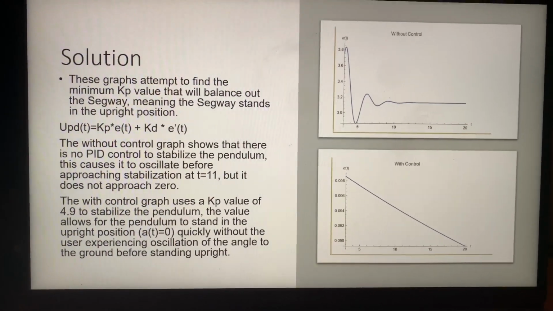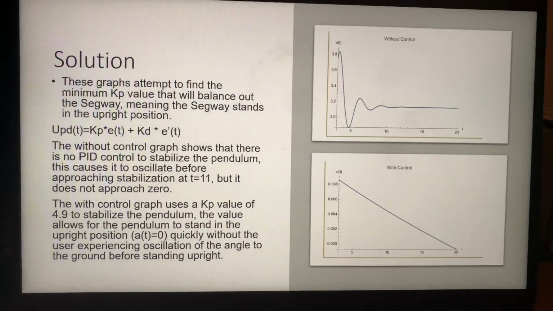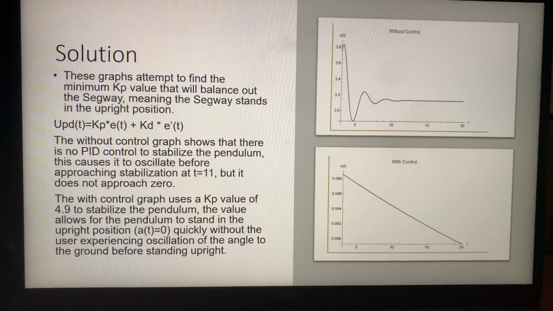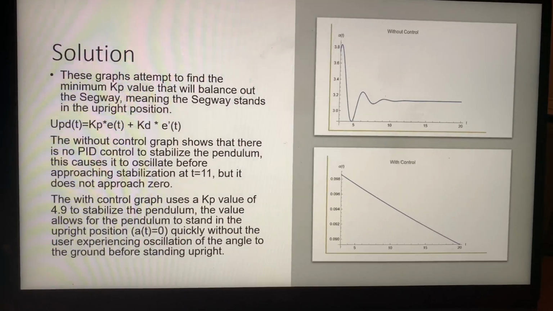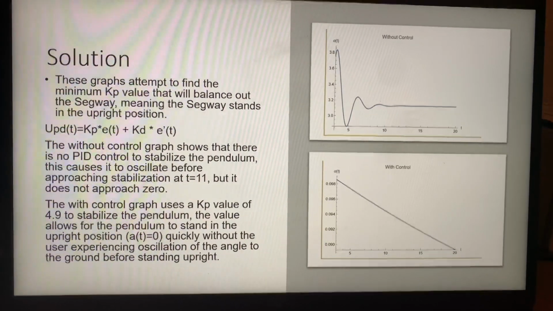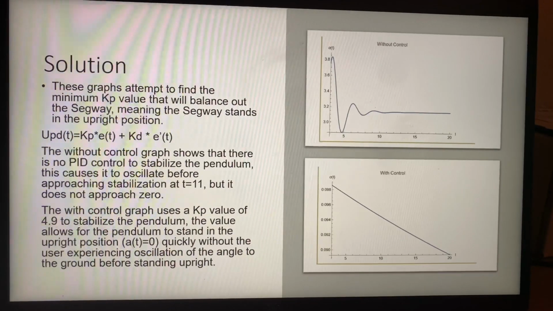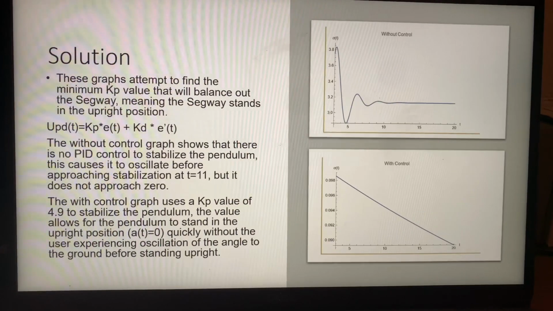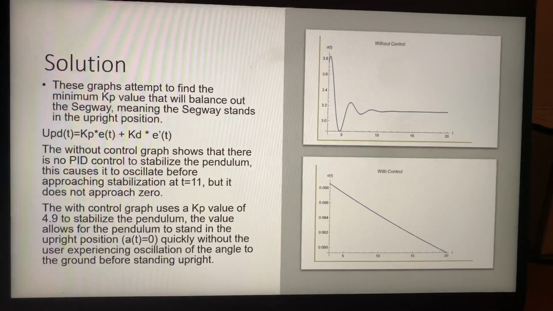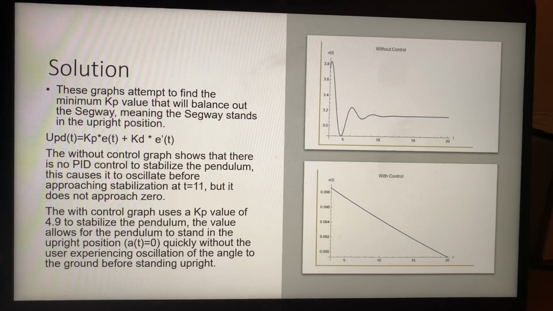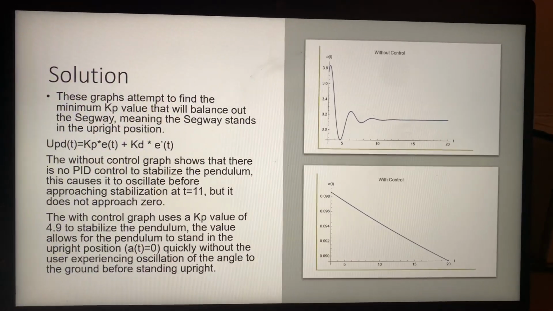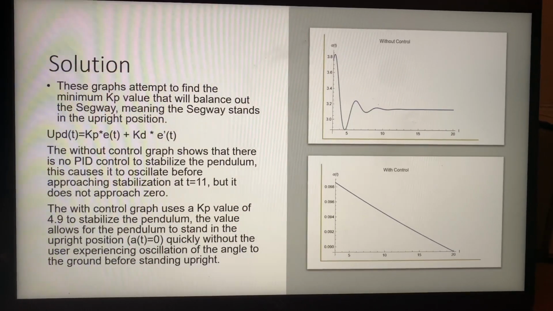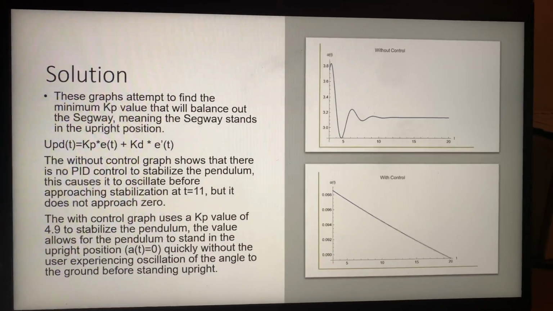The without control graph shows that there is no PID control to stabilize the pendulum, and this causes it to oscillate before approaching stabilization at t equals 11, but it does not approach 0. The with control graph uses a Kp value of 4.9 to stabilize the pendulum. The value allows for the pendulum to stand in the upright position, alpha of t equals 0, quickly without the user experiencing oscillation of the angle to the ground before standing upright. We found the value to be 4.9 because any lower value causes the pendulum to not approach 0, and any higher value causes the pendulum to oscillate.